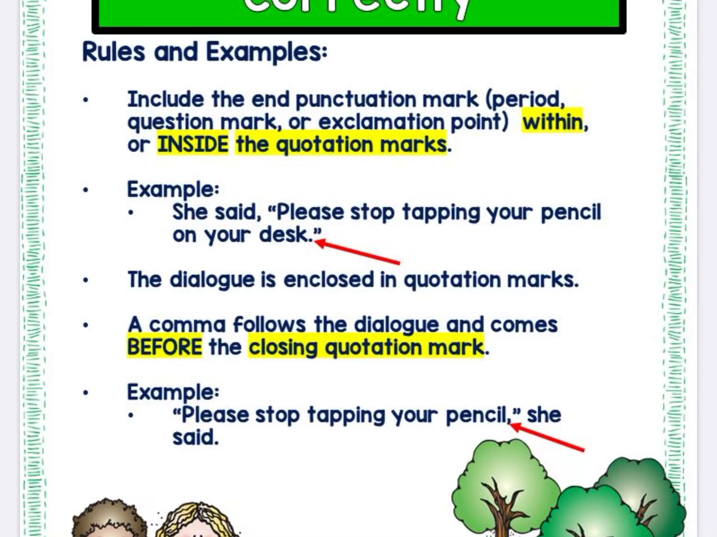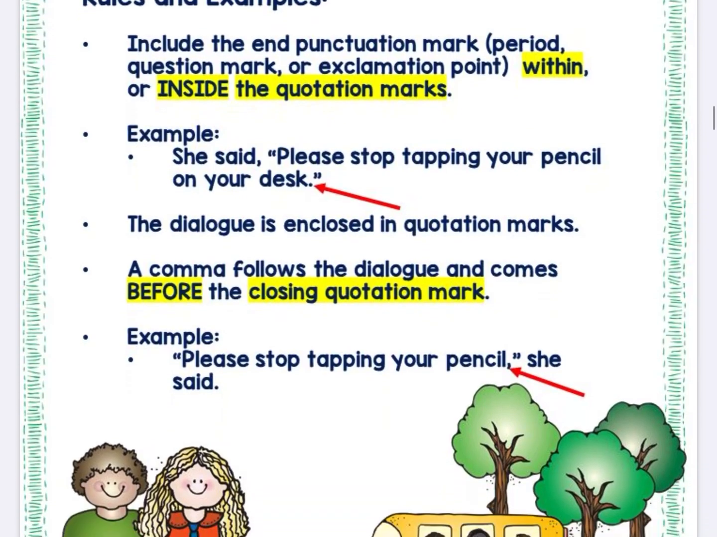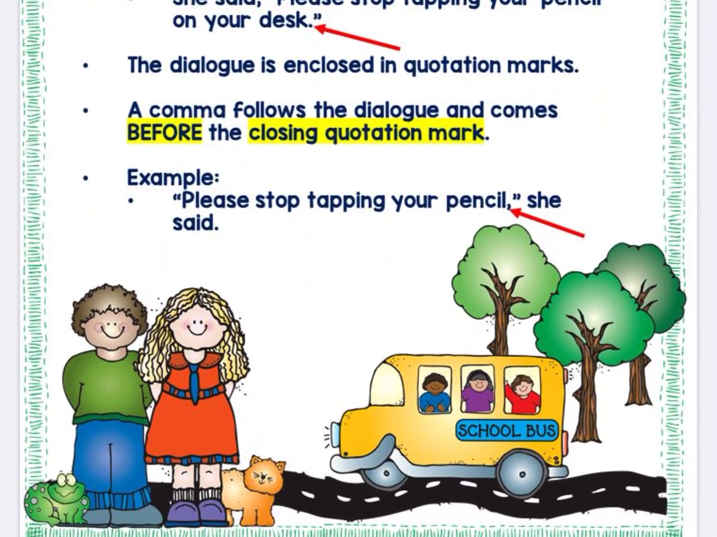A comma follows the dialogue and comes before the closing quotation marks, all right? Example. "Please stop tapping your pencil," she said. So if the dialogue comes first, you start with your quotes, you type in what's being said, that comma comes before the end quotation marks, and then you can say she said or he said.